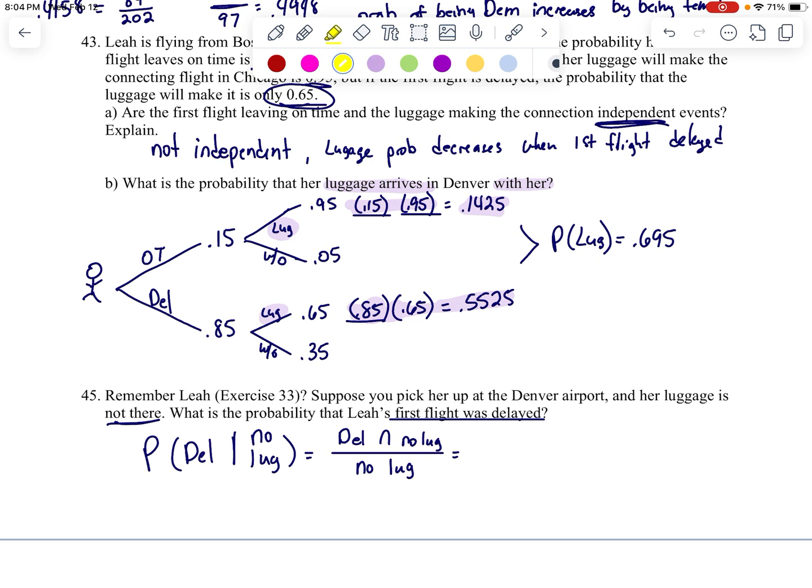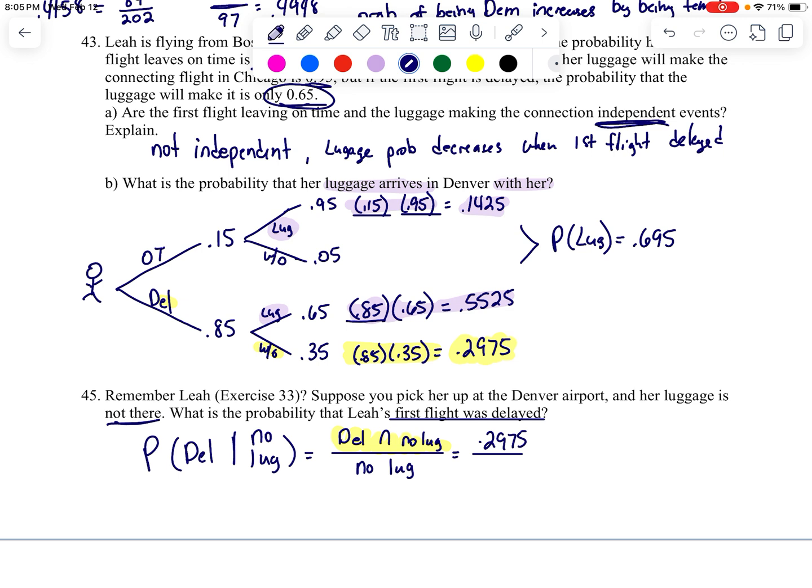Now the problem is I don't think I have any of these calculated, okay? Meaning I want delayed and no luggage. So here is delayed and without luggage. So I actually need this guy right here, which I did not do. So I am going to have to take 85 times 35, and that is going to generate a 2975. Okay, so I needed that number of 2975.